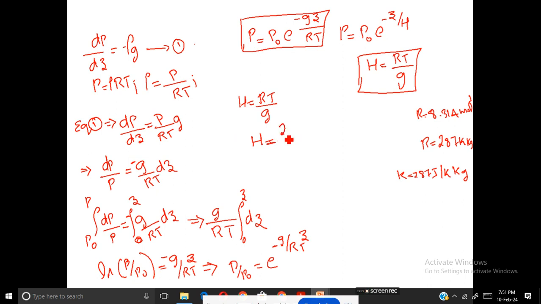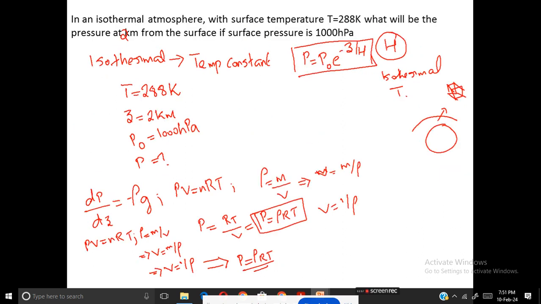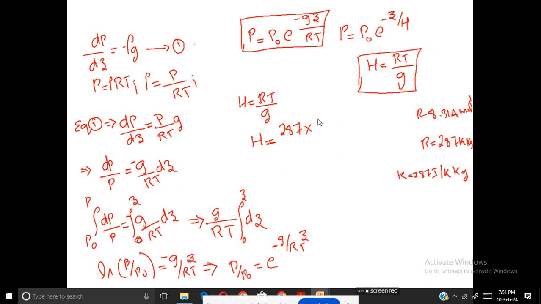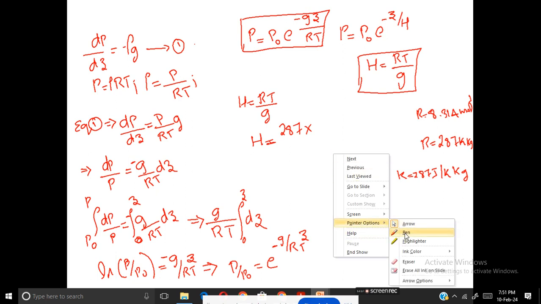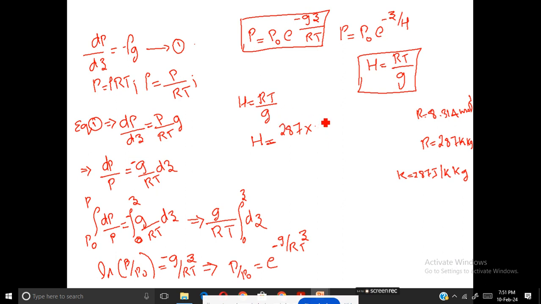H will be 287 into the temperature they have given. What is the temperature? Temperature they have given us is 288 Kelvin, divided by g. Can you tell me what is the value of H? 7.5 kilometer.